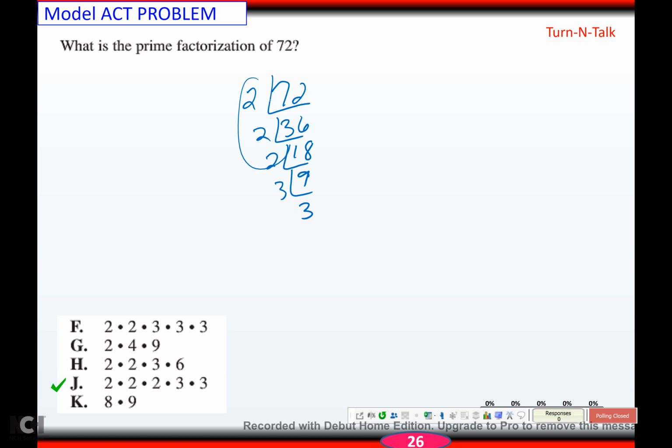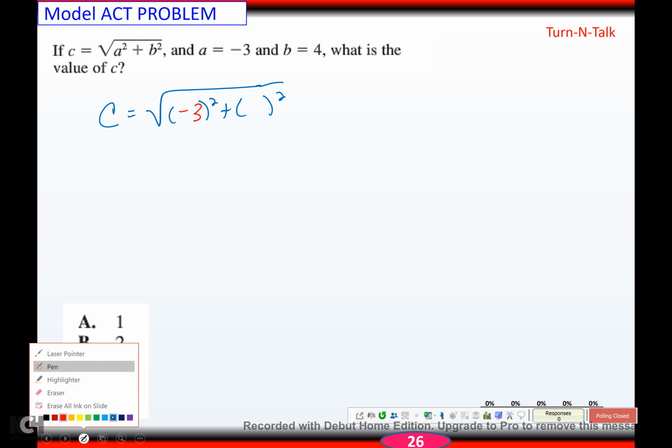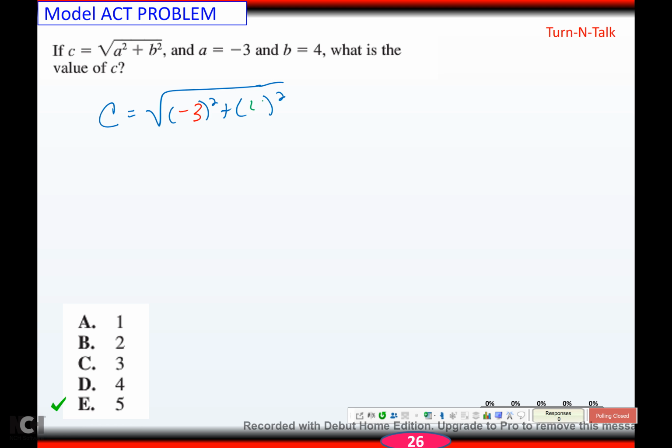Okay, try this one, hit pause, come back when you're ready. And hopefully you got 5. Again, when we want to evaluate, we got to protect our stuff we plug in. So everywhere I see an A, I'm going to put -3. And where I see a B, I'm going to put 4.